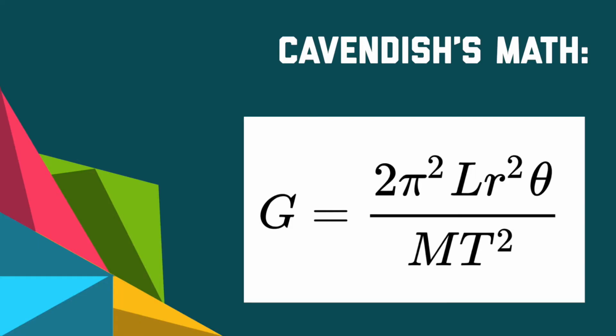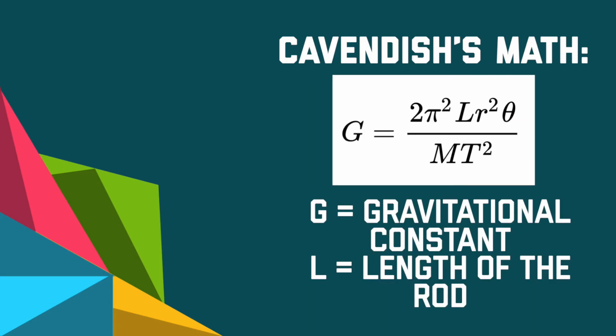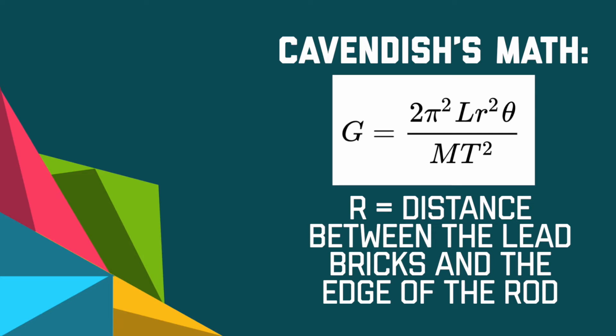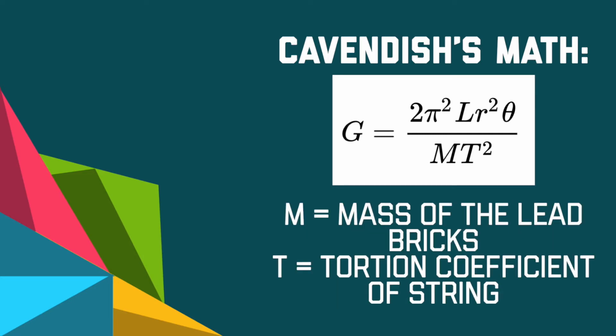This is the equation Cavendish used. It is derived from the gravitational equation Newton proposed. G, of course, being the gravitational constant, L being the length of the bottom rod, R being the distance between the lead bricks and the masses, M being the mass of the lead bricks, and T being the torsion coefficient in the string, which just accounts for any force due to twisting the string.